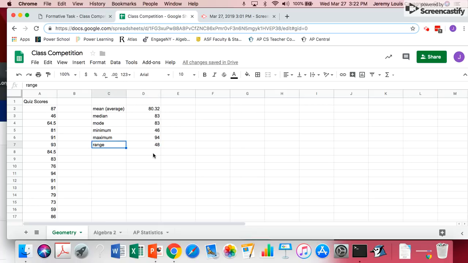spread of this data. So again, mean, median, mode, that's our central tendency. Minimum, maximum, range, these give us an idea of how spread out the data is. And there's a few more that we want to think about in order to have a complete picture of how this data is spread out or not spread out.